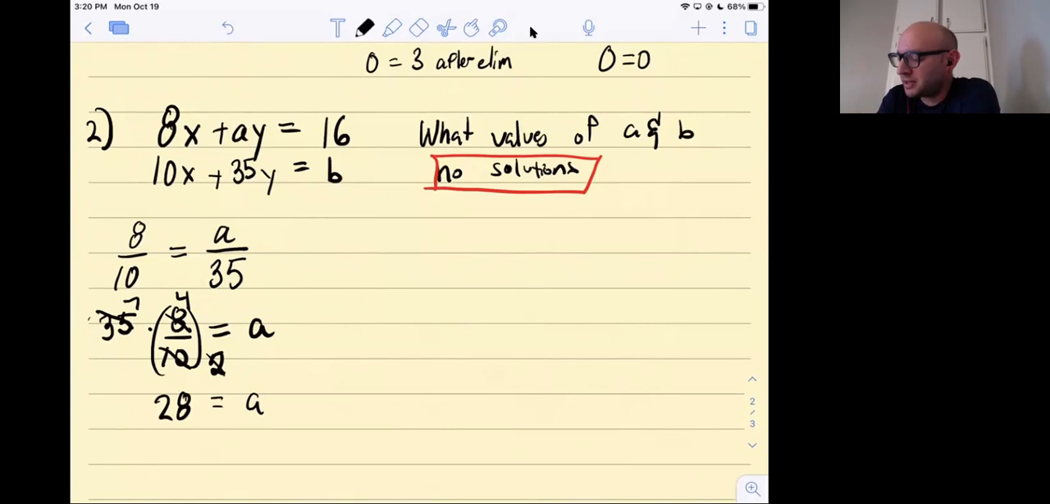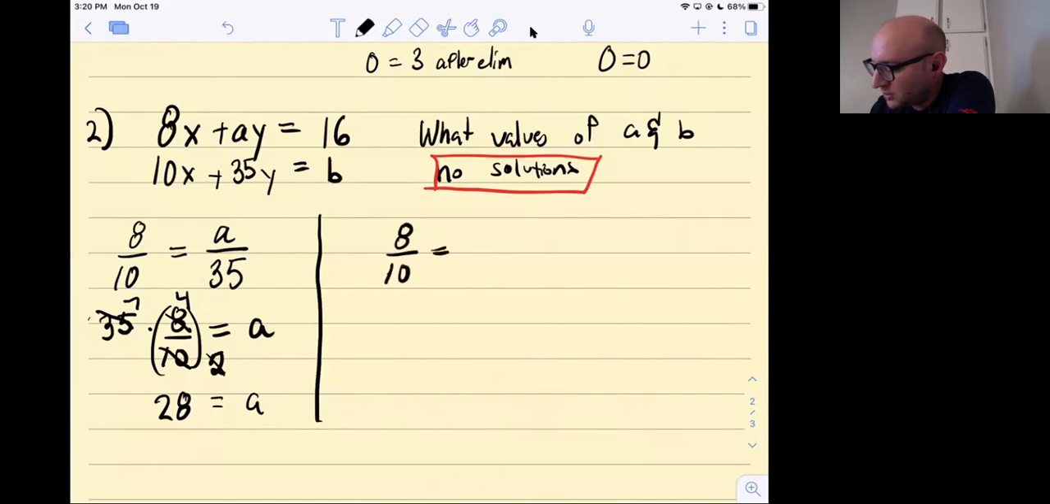That makes it parallel. Now let's think about the intercept. What we want here is we don't want the intercept to be in the same proportion. We just want to make sure that it's offset. Because if it's in the same proportion, that means there's infinitely many. So let's again do 8 over 10 equals 16 over b. And you have to be careful here. Just make sure you do the algebra correctly.